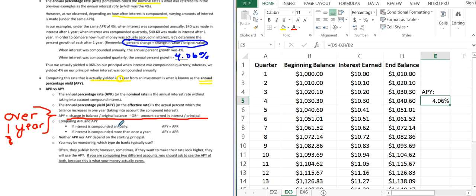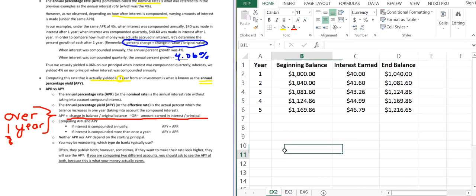So some things that we want to observe. First of all, if interest is only compounded annually, the APY is equal to the APR. So if we went back to this first example, we modeled 5 years, but interest was only calculated, I should say, once a year. So if I did the percent change, it's still over 1 year. So 1040 minus 1,000 divided by 1,000, that would be 4%. So if interest is only calculated annually, then your APY will equal your APR.